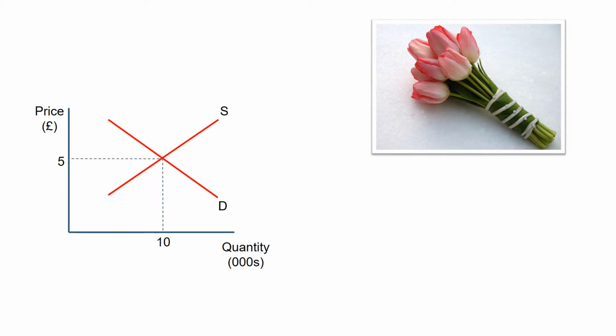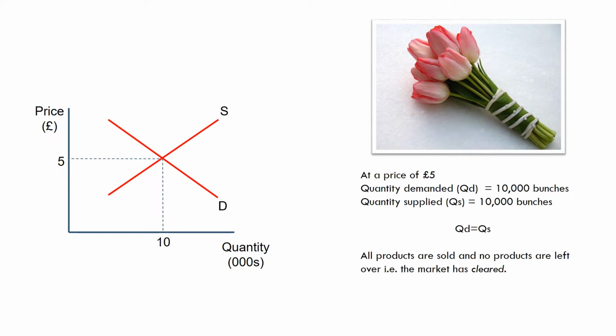Now what we can see here is the two meet where the price is £5 and the quantity of tulips is 10,000. So at this price of £5, the amount of tulips that the producers wish to sell is 10,000 and the amount of tulips that people wish to buy is 10,000. So our market here is very stable at a price of £5.